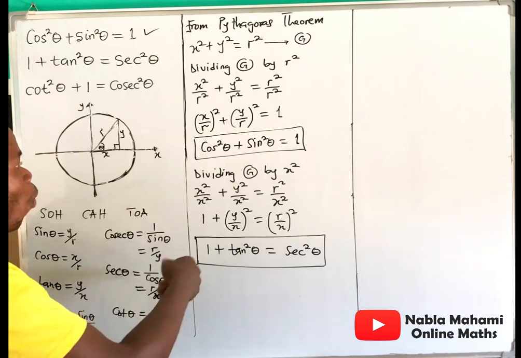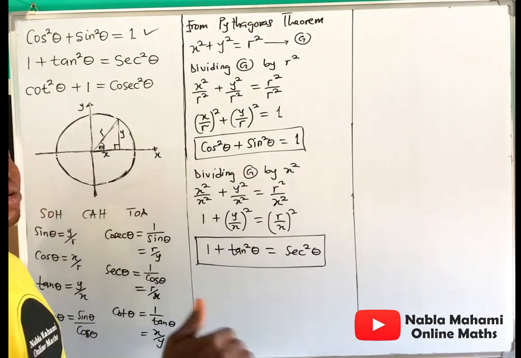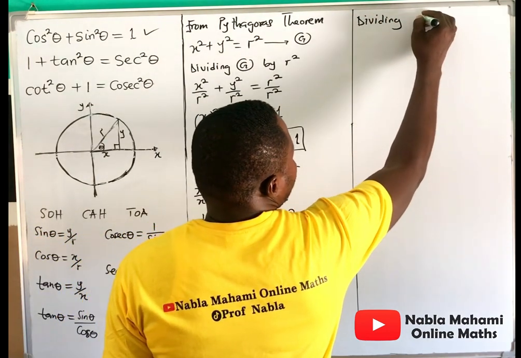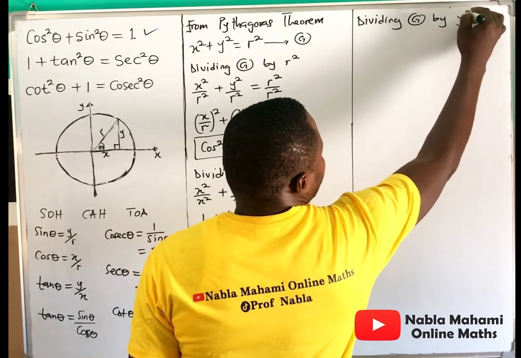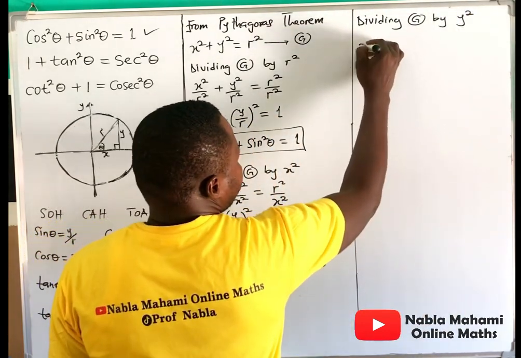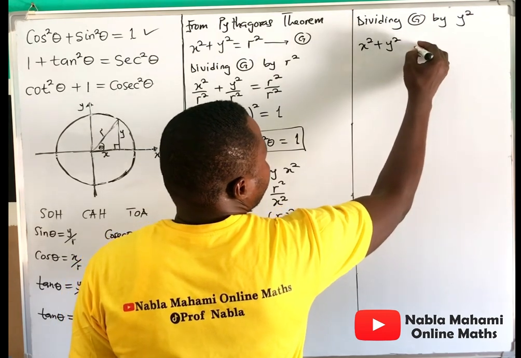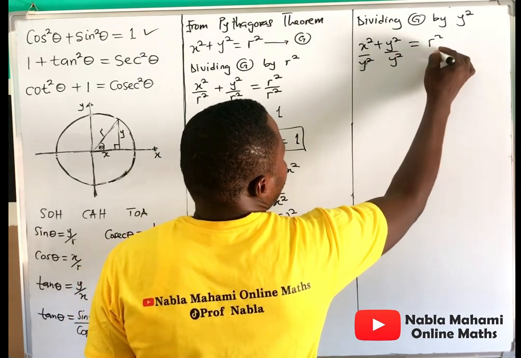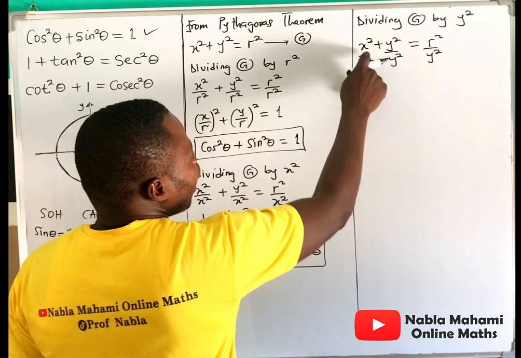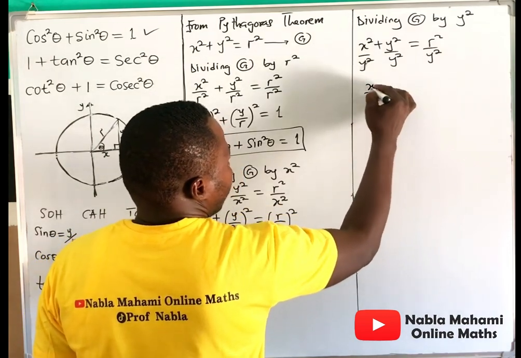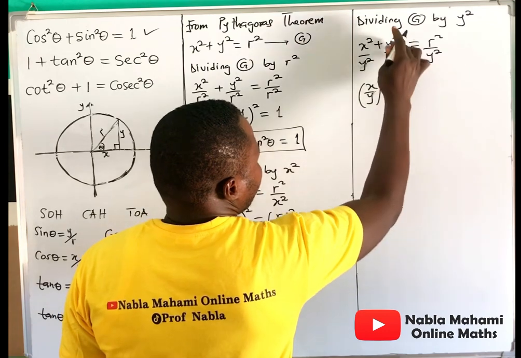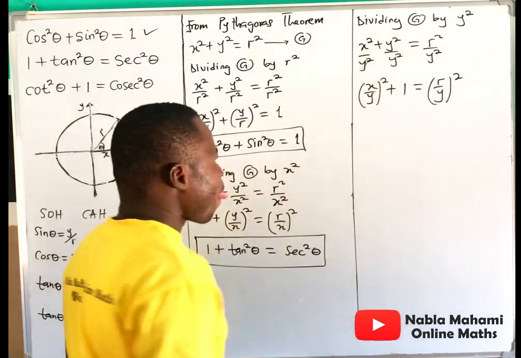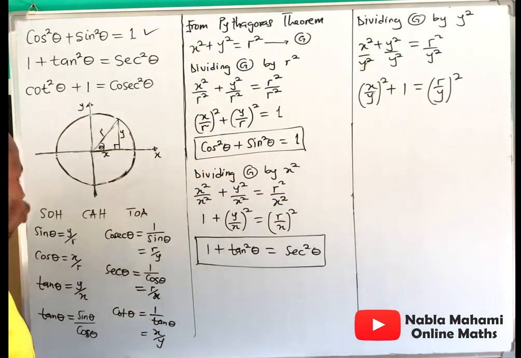Now, we'll prove the third one. This one we are going to divide through by y squared. So dividing G by y squared, it means that I'll have x squared plus y squared is equal to r squared, over y squared. Then x squared over y squared, I can write as (x over y) all to the power 2. Here, y squared over y squared is 1, which is equal to (r over y) all squared.